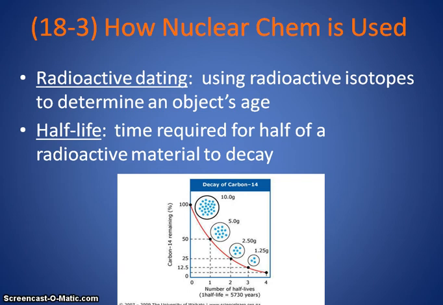A lot of living things we're going to measure with carbon-14, which has a half-life of about 5,715 years. And then non-living things such as rocks or minerals, a lot of times we'll use potassium-40, which has a half-life much, much larger than carbon at 1.28 billion years.